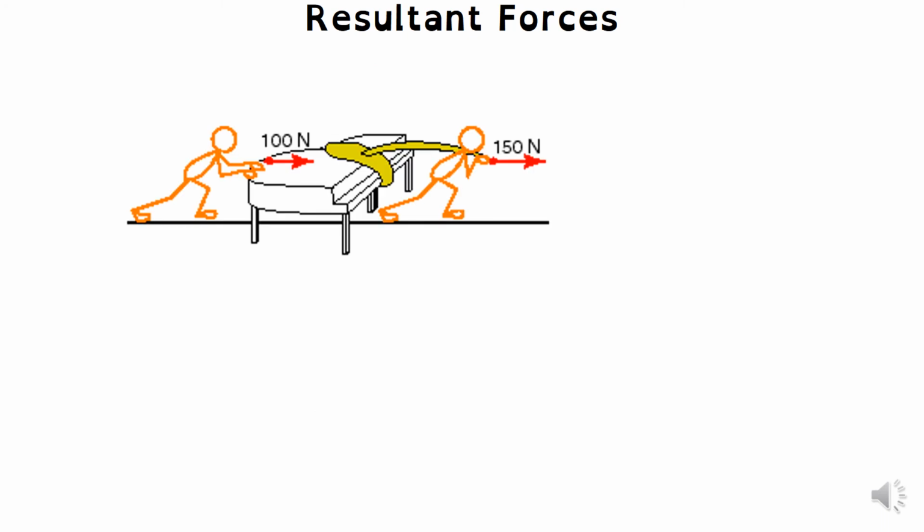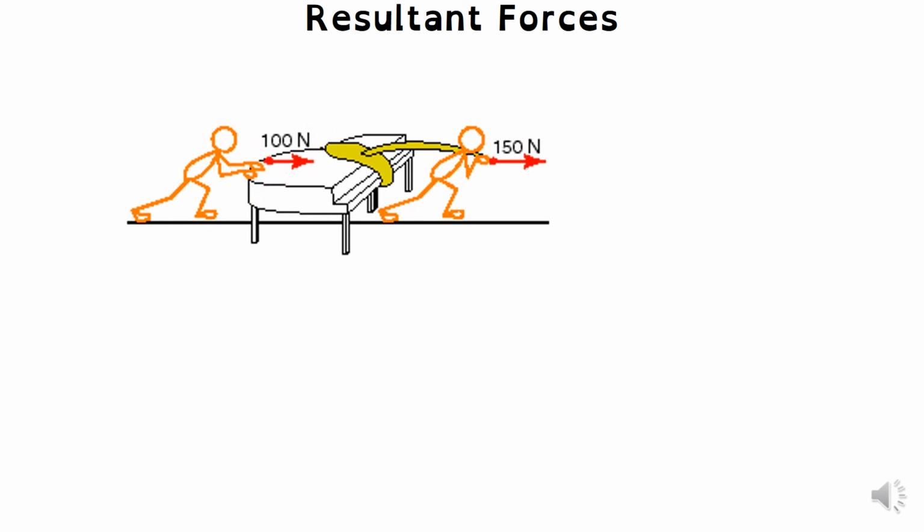Now, to look at that in a bit more detail, I've got this diagram here showing 2 people pulling a piano. We've got one guy on the right hand side pulling the piano with 150 newtons of force, and then the guy on the left is pushing with 100 newtons of force.